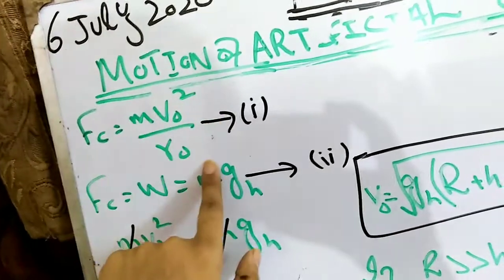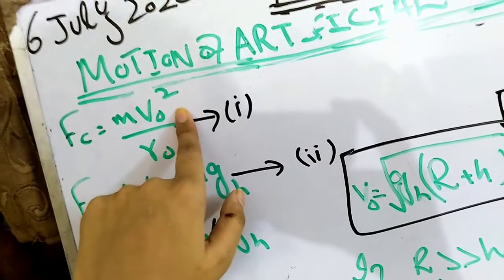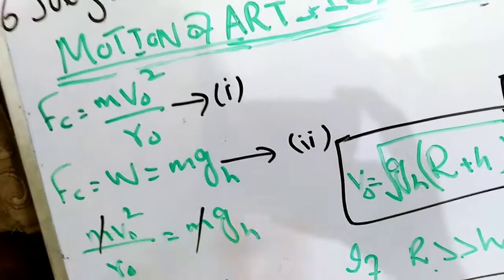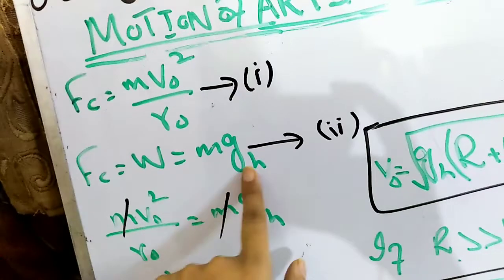Now we will use the relation of the centripetal force, that is Fc is equal to m v square by r naught. v naught is the orbital velocity, the orbital speed, and r naught is the orbital radius. Now this is the first equation. Then the weight of the satellite acts vertically downward, that is Fc is equal to W is equal to m g h.